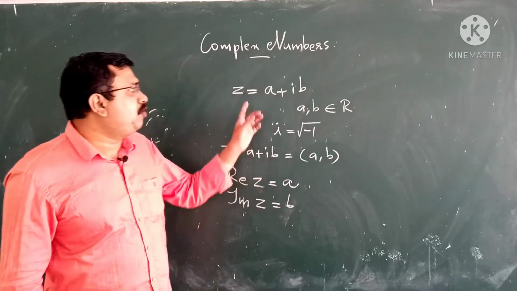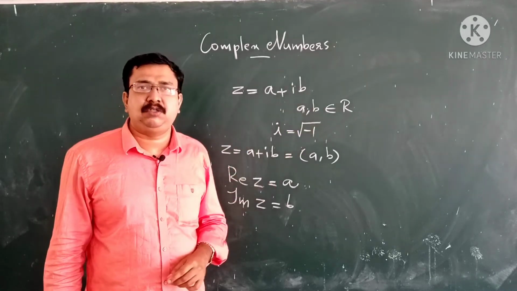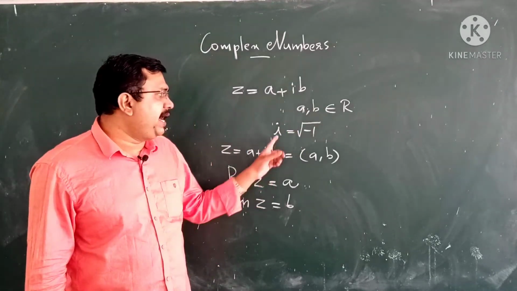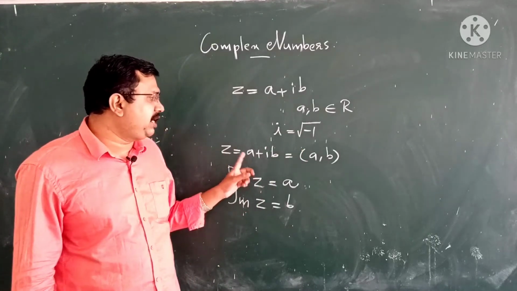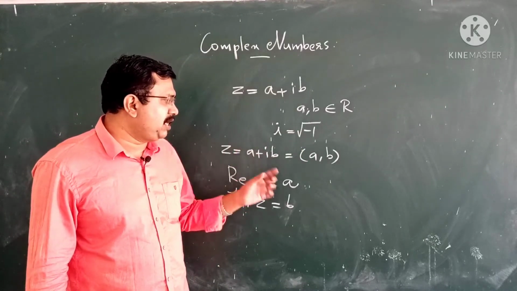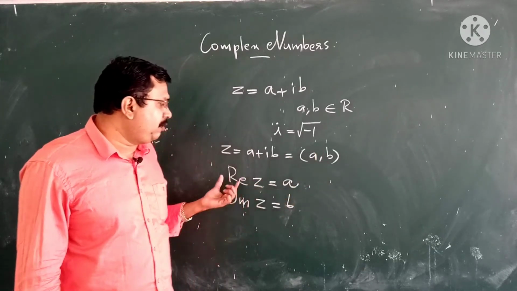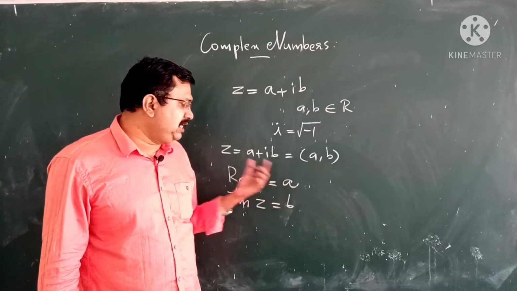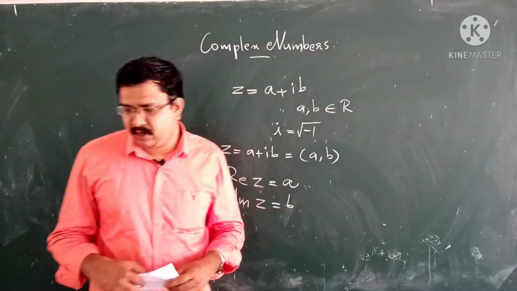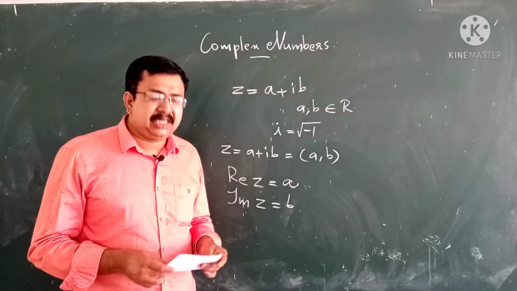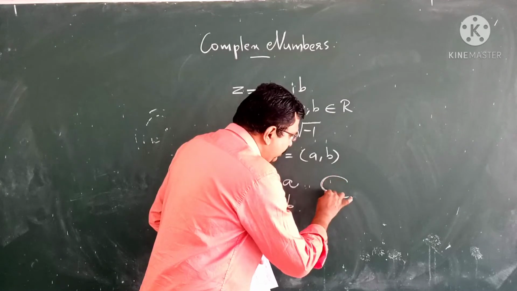What is a complex number? A number of the form z equal to a plus ib, where a and b belong to the set of real numbers and i equal to root -1. z can be denoted by (a, b). Remember that real part of z is a and imaginary part of z is b. Now the set of complex numbers is denoted by capital letter C.